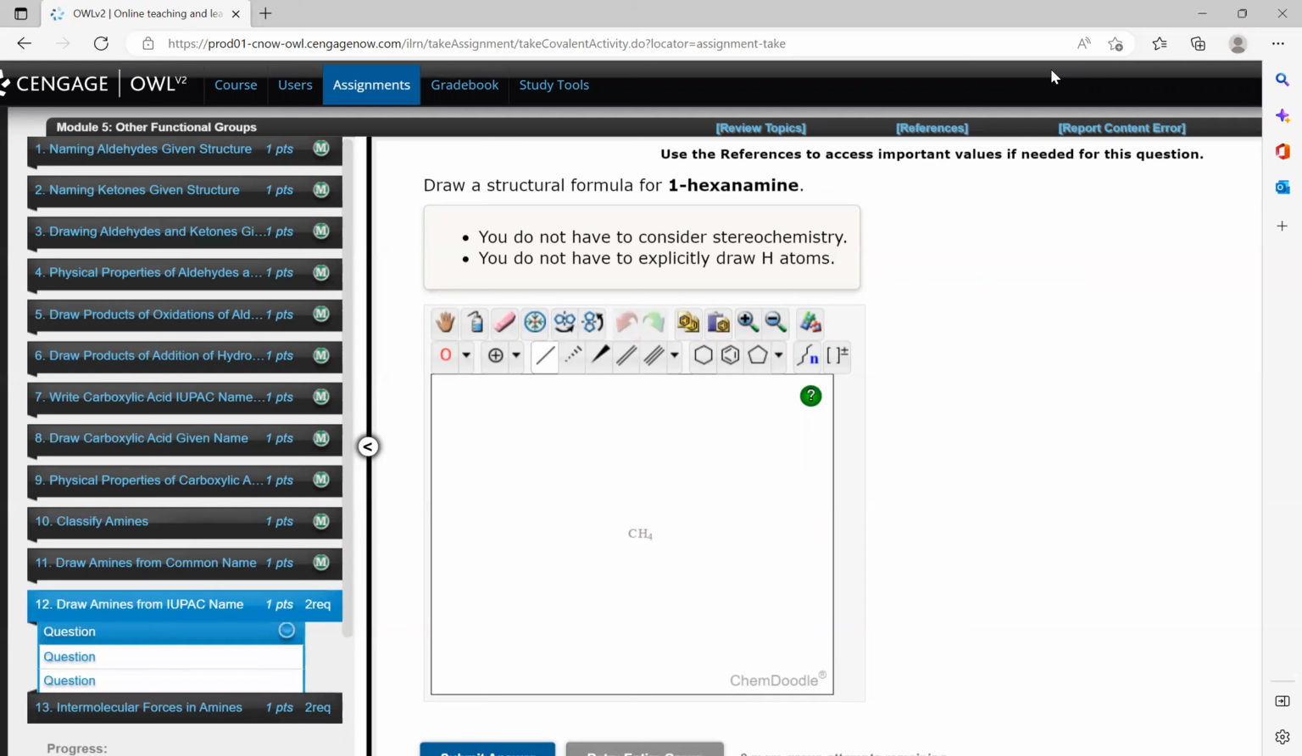All right, same thing, we're going to make sure that we write our amine. So it says that we have 1-hexanamine. So again, 6 carbon chain. 1, 2, 3, 4, 5, 6. And off the first carbon, we have the nitrogen. So 1-hexanamine.